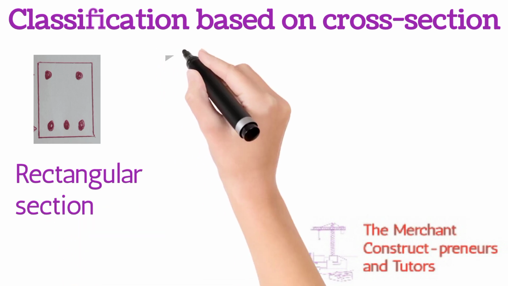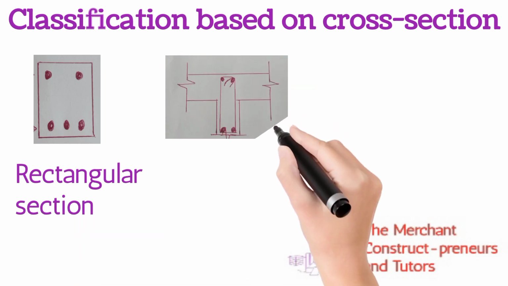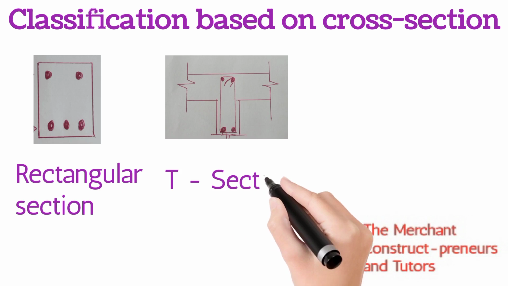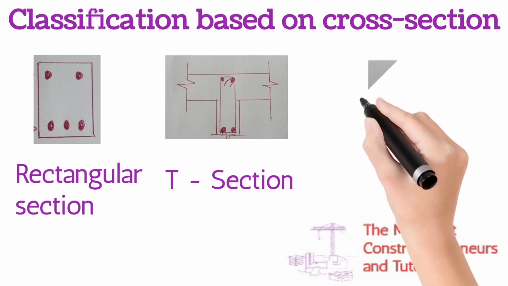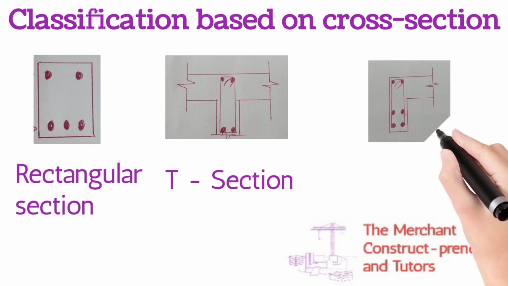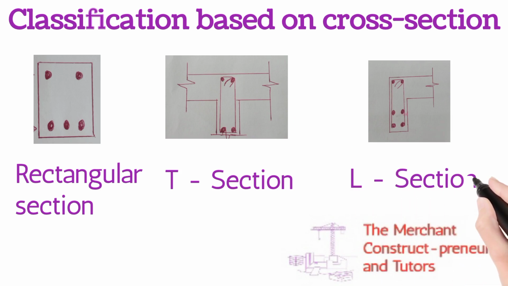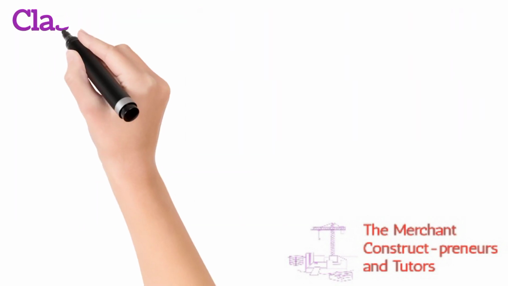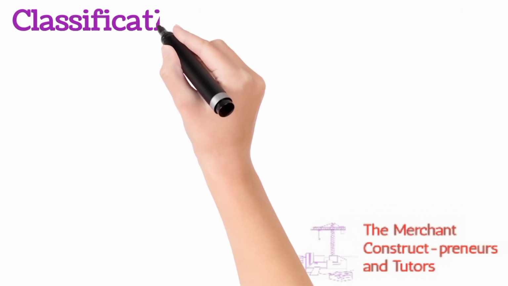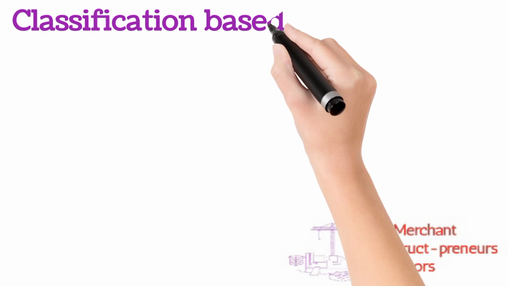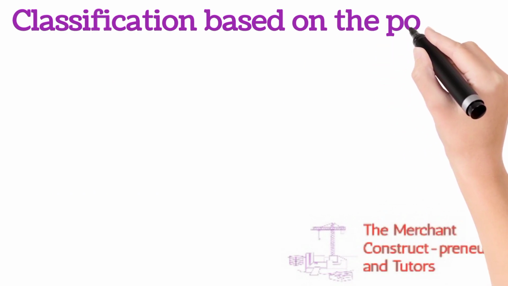So the first one, under classification based on cross section, we have the rectangular section. We have the T section. Now, in this T section the slab is incorporated, in which the beam is in between and then the slab. Then the L section is always at the edge of the slab or the structure. So the slab takes part and then the other part is the beam, but the beam enters into the slab, or the slab enters into the beam. Let me use that word: the slab and the beam are interwoven.